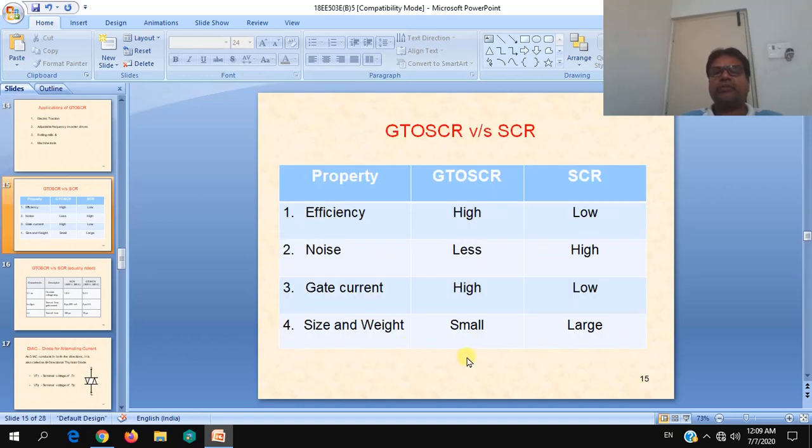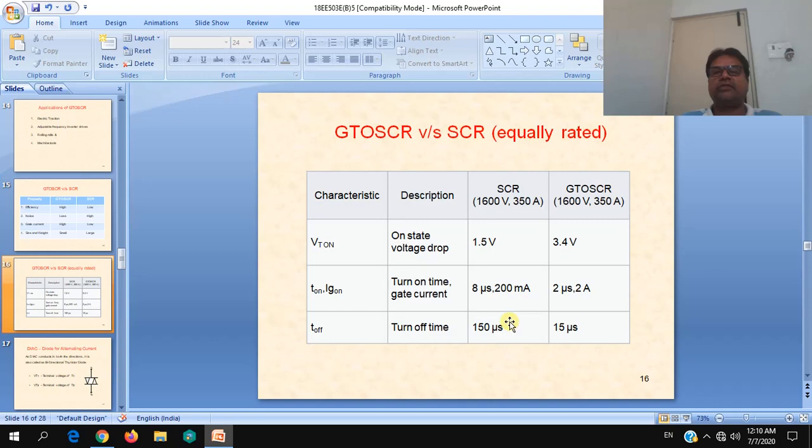Here is a comparison between GTO SCR and SCR, the same ratings obviously, which we have already discussed. GTO SCR has high efficiency, less noise, high gate current, small weight. And another interesting feature with the comparison between equally rated devices is the on-state voltage drop for the same rating of SCR and GTO SCR, 1600 volt and 350 ampere.